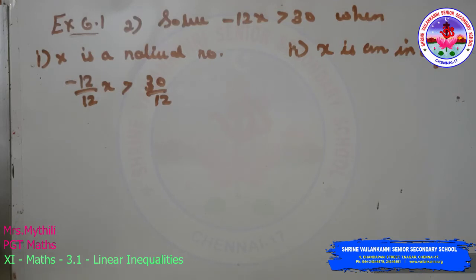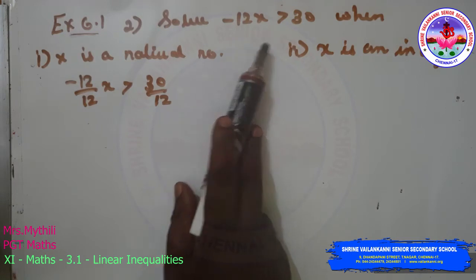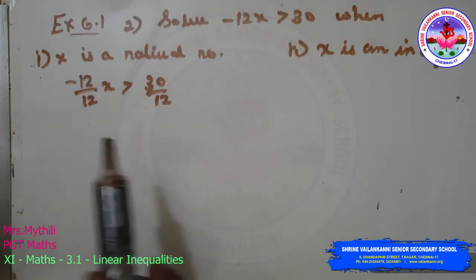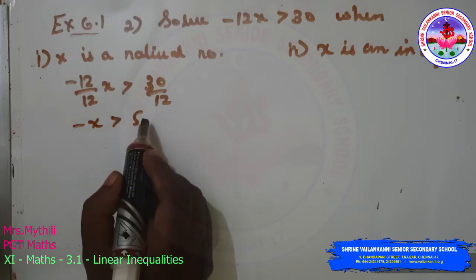Second one, solve minus 12x greater than 30 when x is a natural number and when x is an integer. Given that minus 12x is greater than 30, dividing by 12 on both the sides, we get minus x is greater than 5 by 2.